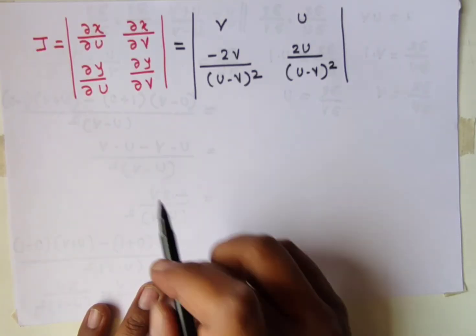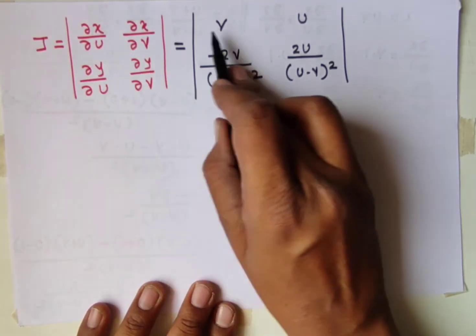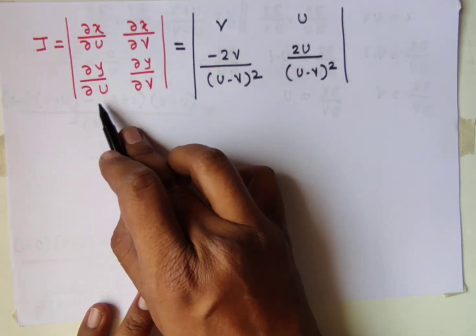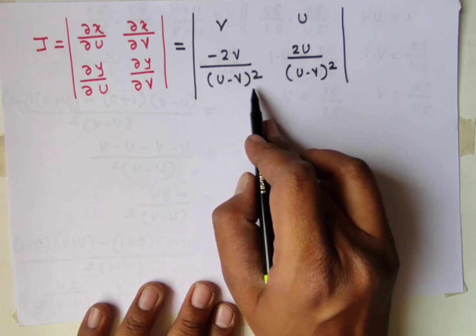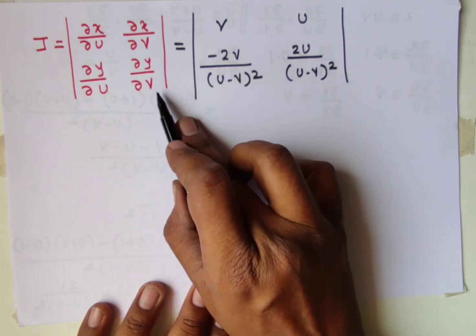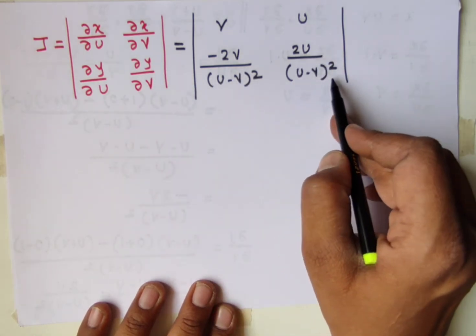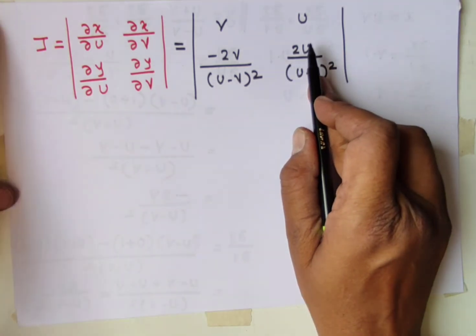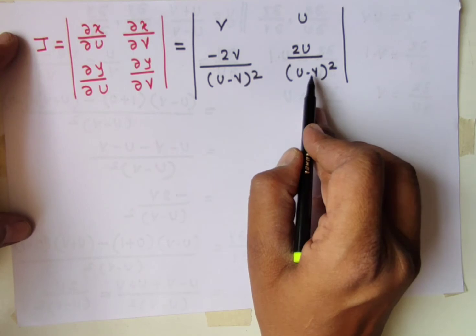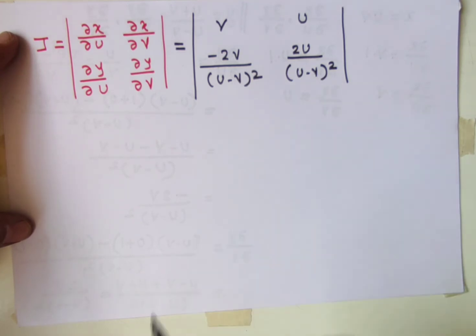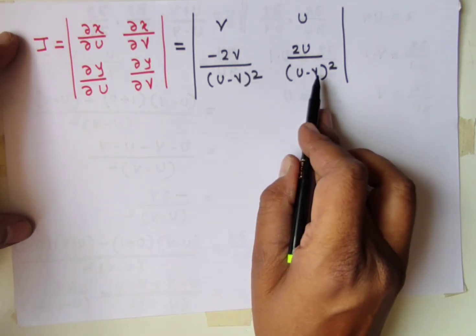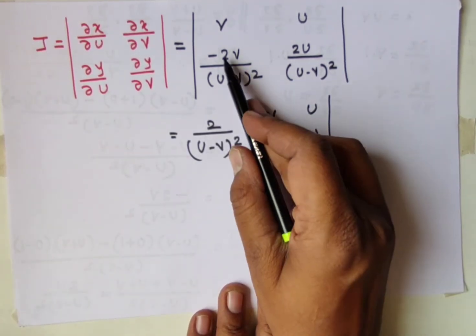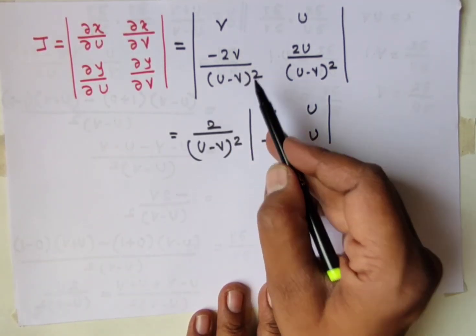Now by substituting the values, ∂x by ∂u is v, ∂x by ∂v is u, ∂y by ∂u is minus 2v upon (u minus v) square, and ∂y by ∂v is 2u upon (u minus v) square. Now our job is to find the value of this determinant. If you observe, this term is common, so we take it outside. We take 2 upon (u minus v) square outside.